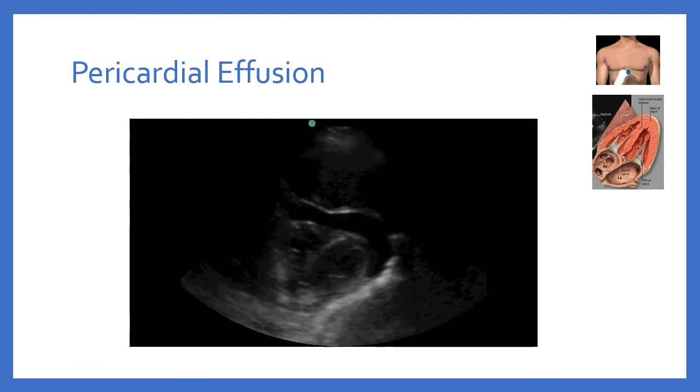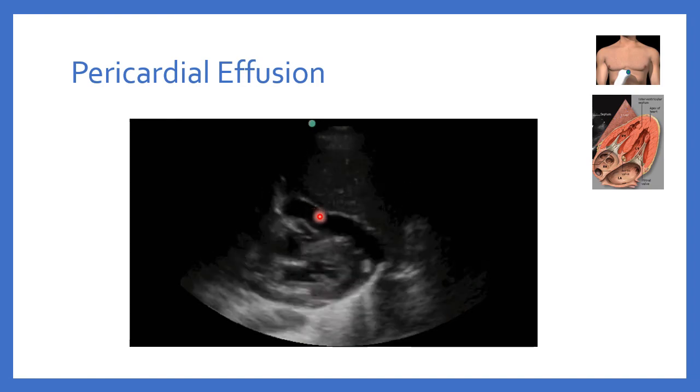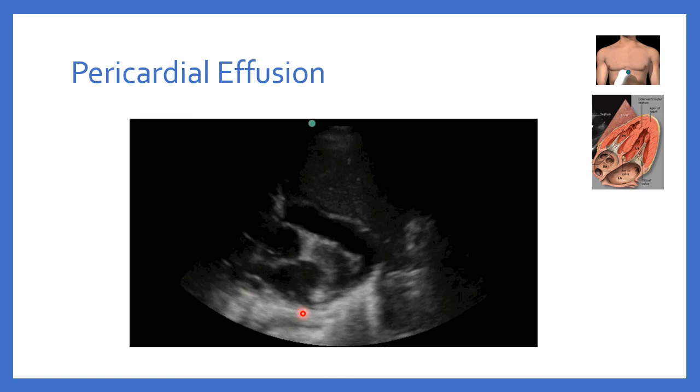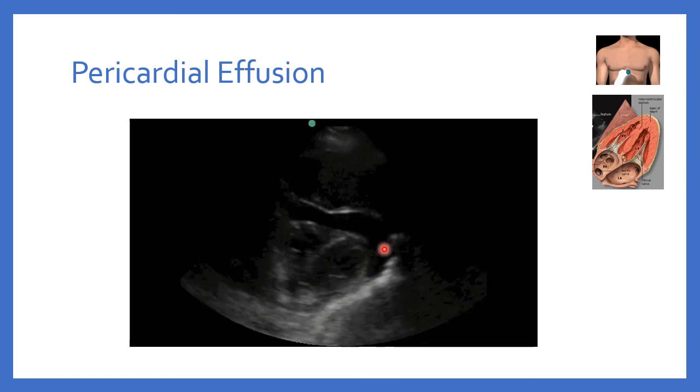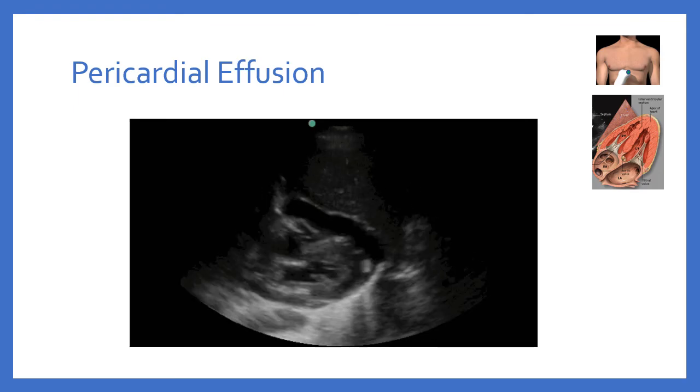Lastly, you can see that this is a very large pericardial effusion. The fluid is coming all the way around the heart anteriorly, and there's still some posteriorly as well. And this is in the subxiphoid view, where we're able to see this fluid all the way around the heart.